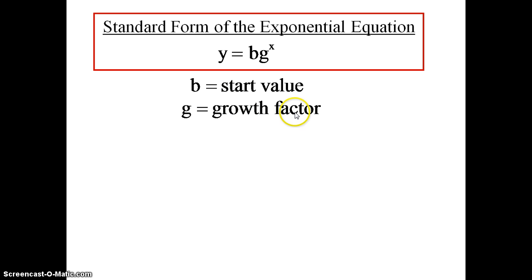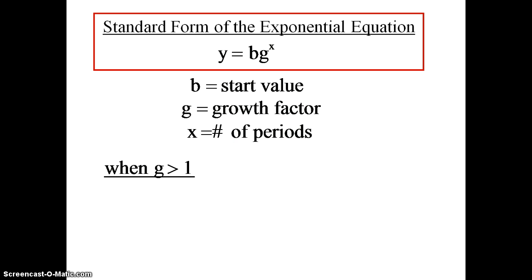G is considered our growth factor. And of course, X is just time. It could be weeks, hours, minutes, days, whatever it is that we're looking for in terms of number of periods. So one thing that you'll be able to recognize: if G is a number that's greater than 1, then you're going to have an increasing graph. And it's going to look like this. It starts off slow and increases rapidly.